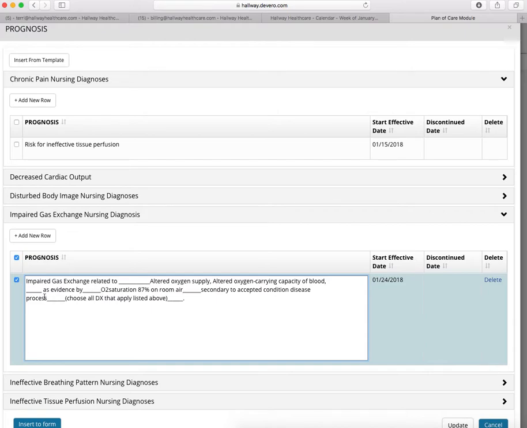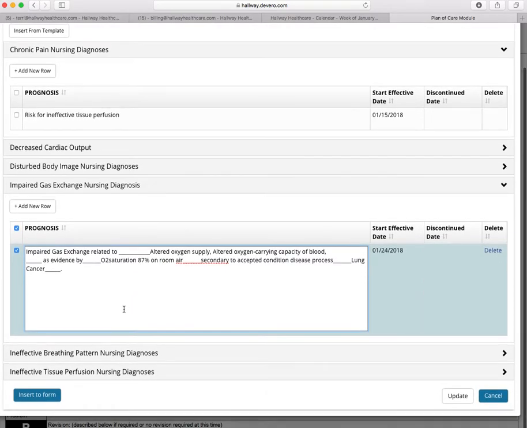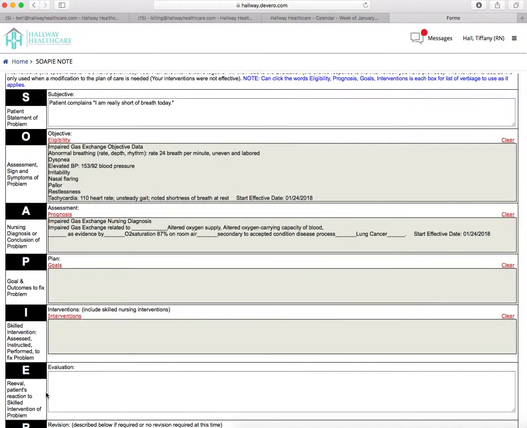Secondary to accepted disease process, choose all diagnoses that apply listed below. So again, my patient has lung cancer. I'm going to say the lung cancer. All right. So now I'm done with this. And I say insert to form.